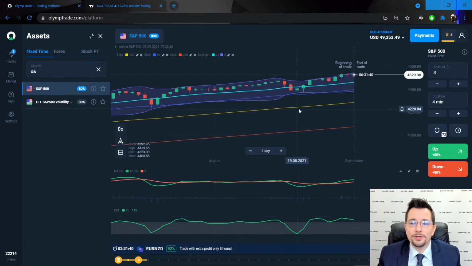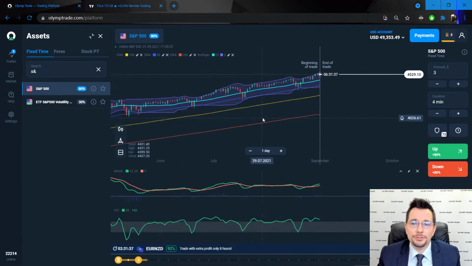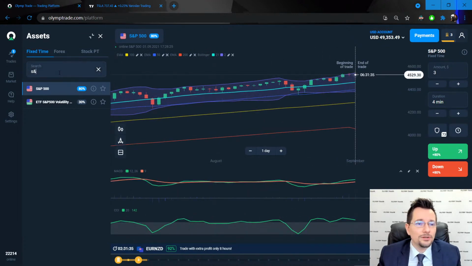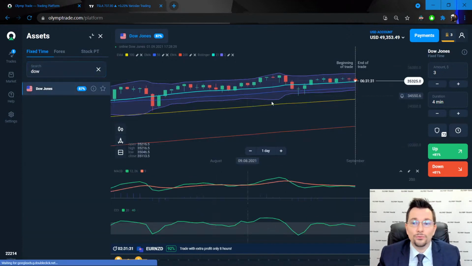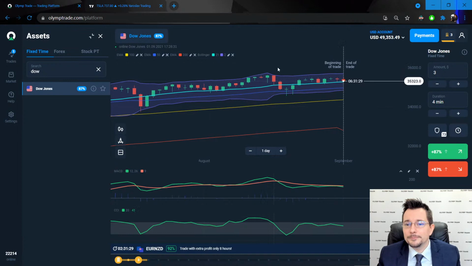So Caterpillar is part of the S&P, and it's also part of the Dow Jones. Like, see, the S&P is at all-time highs. The Dow Jones is, I believe, also at all-time highs, or was lately. Yeah.